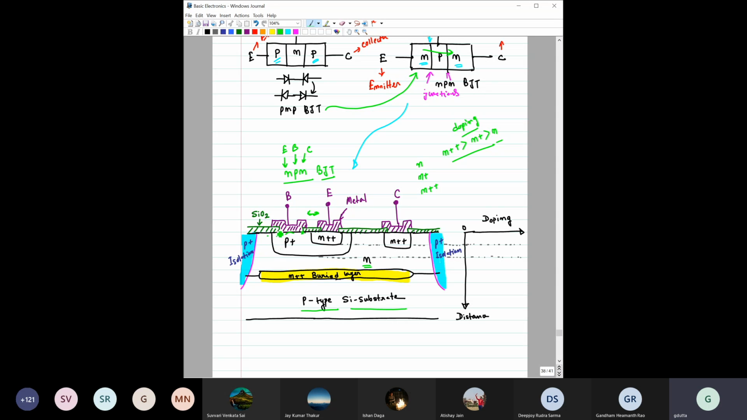So the total thing is this bipolar junction transistor. Now if you try to correlate this structure with this, then basically you can do the correlation like this.